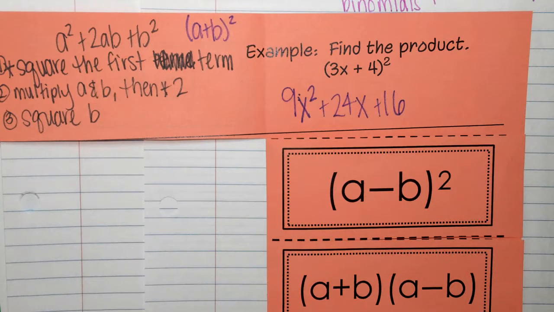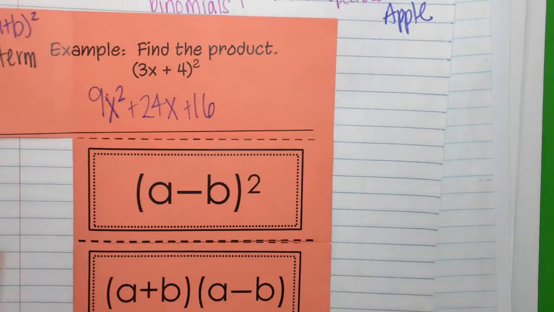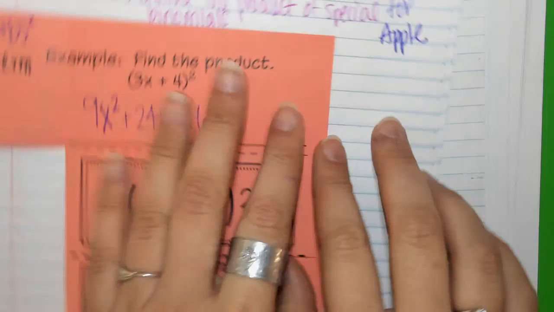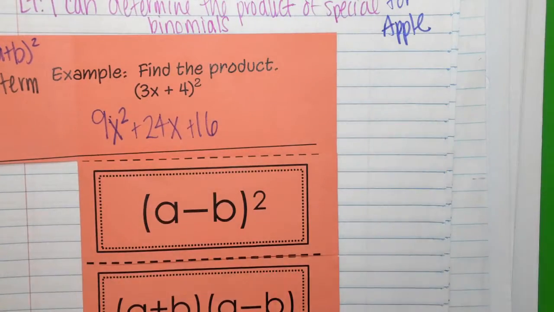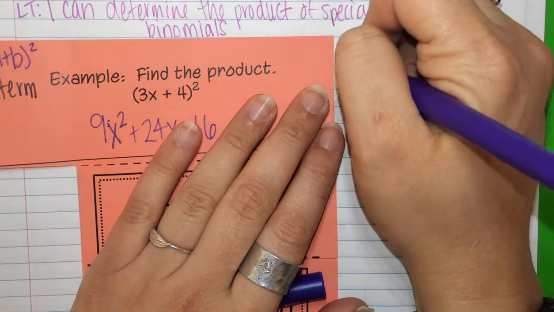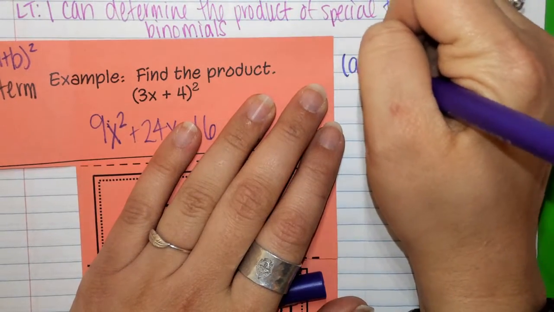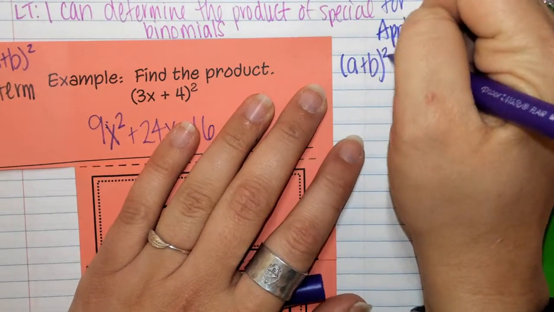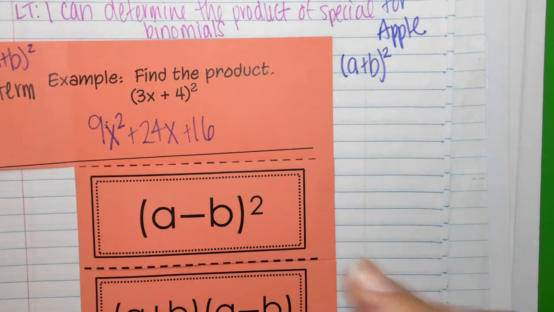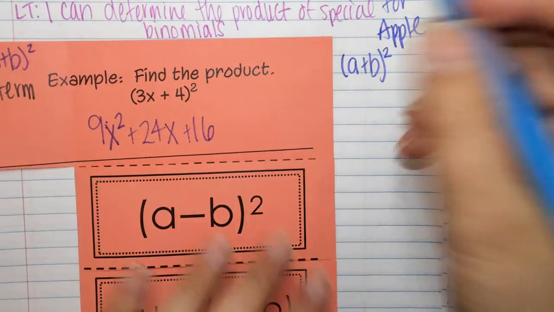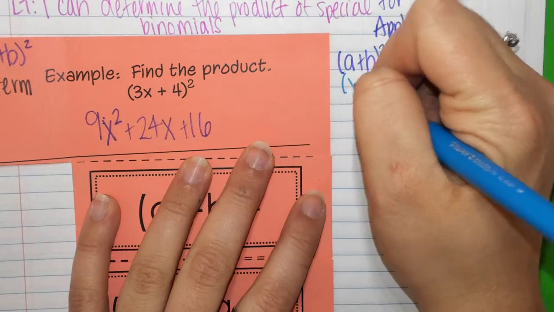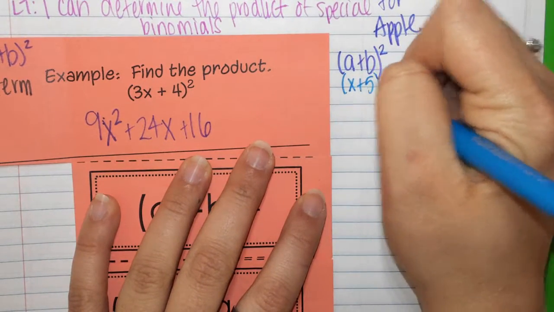Any other questions before we practice another one like this? Okay, come out to the side right here. Now, this is the special product of a sum. Special product of a sum. Don't forget that. A plus B quantity squared. So this time, we're going to do x plus 5 quantity squared.